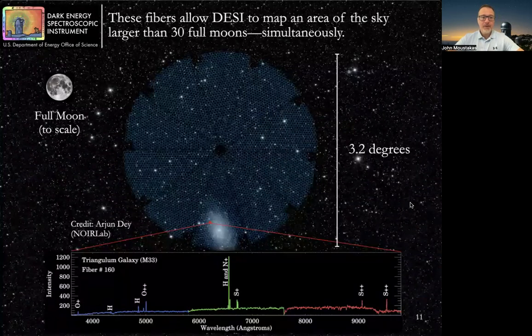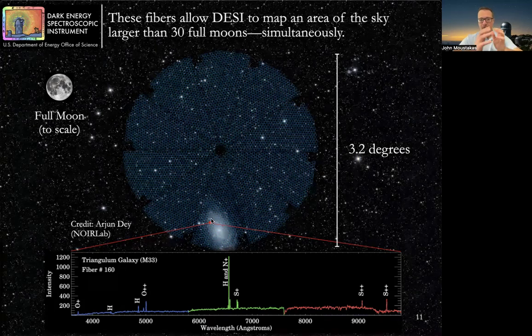This image is our first light image that DESI acquired in 2019. And it shows the Triangulum galaxy, or M33. The full moon here is to scale. So one of DESI's powers is its incredible field of view. So it's 3.2 degrees on the sky, so more than 6 full moons across.